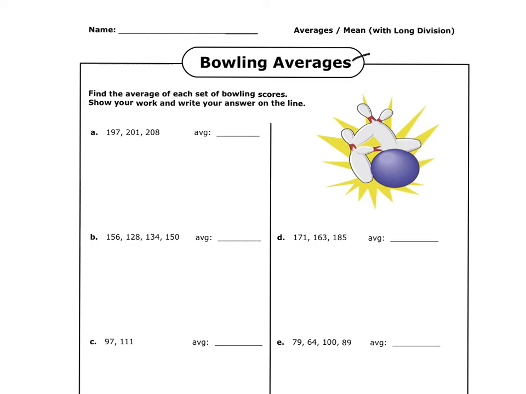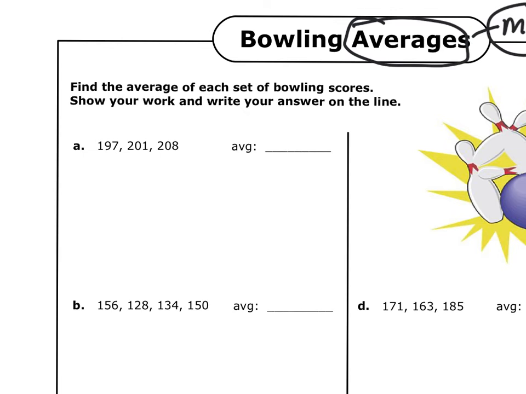If you ever see this on a test, you might also see these two words mean the same thing, average and mean. If I want to find the average of some scores or the mean of some scores, they mean the same thing. Okay, so today we're going to be looking at bowling scores. We're going to look at 3 different scores and find what the average was of those 3 people that were bowling.